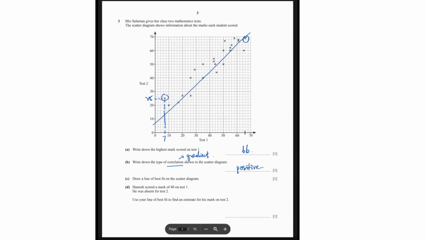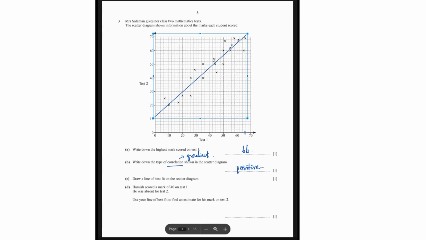Okay, draw a best fit line on the scatter diagram. This one really you just need to eyeball it. There's more than one right answer, but basically your line should look something like this. Don't draw too thick. Sorry, let me draw thin. Like that, really. Okay.